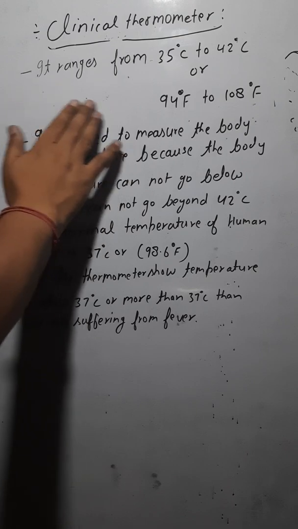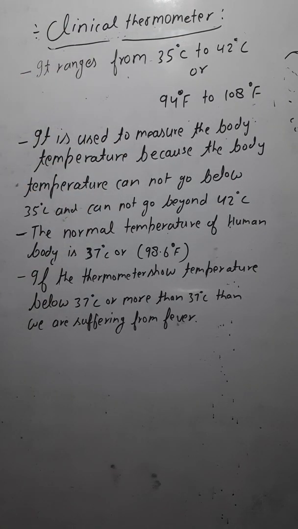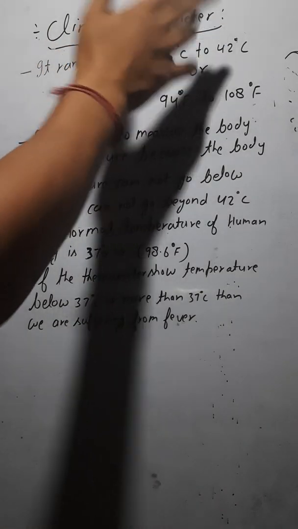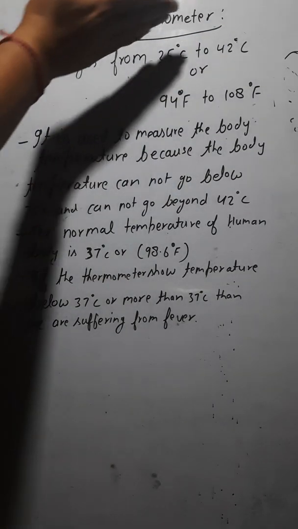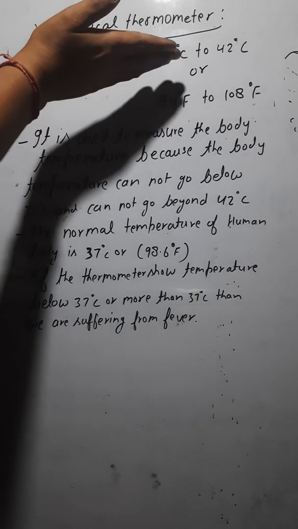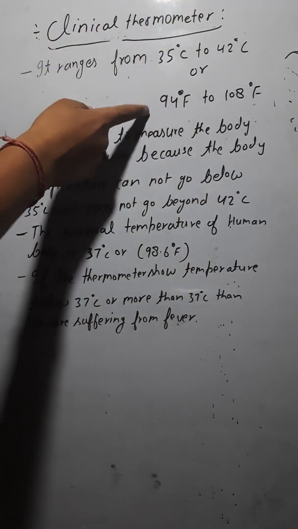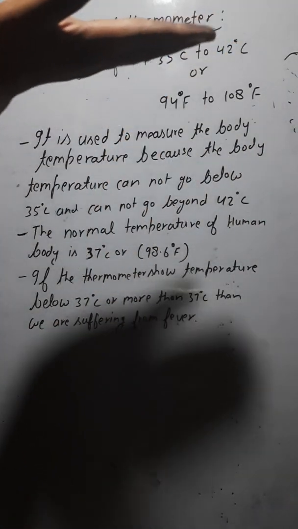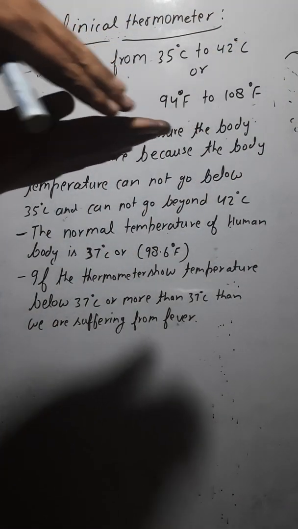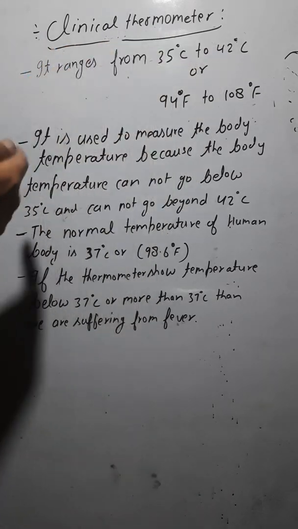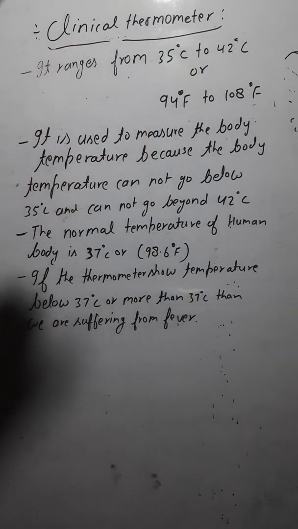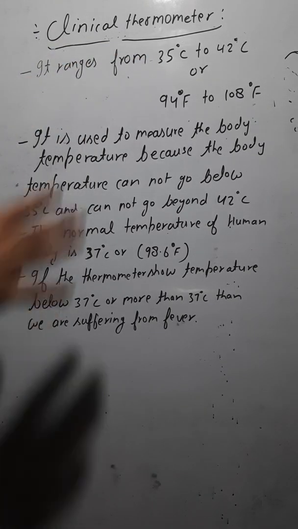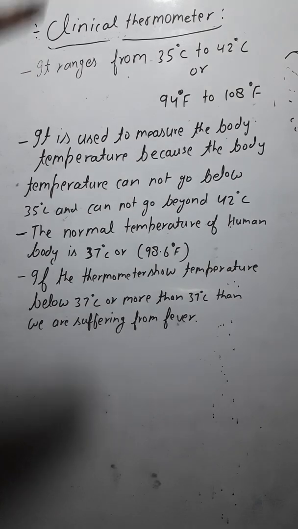Now let me elaborate on this clinical thermometer. It ranges from 35 degrees Celsius to 42 degrees Celsius, or in Fahrenheit, from 94 degrees Fahrenheit to 108 degrees Fahrenheit. It means the thermometer will measure temperature only within this range. The clinical thermometer cannot measure temperature below 35 degrees Celsius or above 42 degrees Celsius.